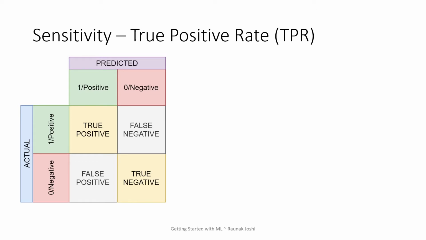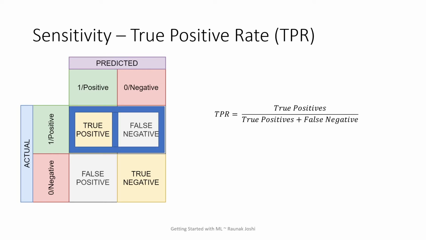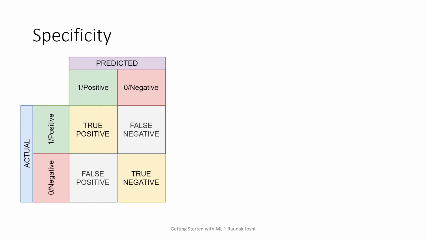So sensitivity is a measure of all the positive rates in the actual positive values. All right, so the way it works is by this formula. TPR stands for true positive rate, which is also known as sensitivity, and some people also like to call it recall. So the formula is true positives divided by true positives plus false negatives. Okay, so it is a measure of the true positive values in the section of the actual positive values. Then we have something known as specificity.